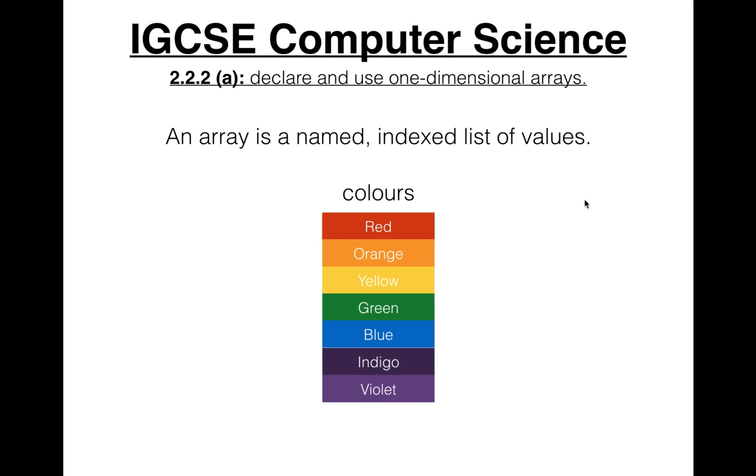So, indexed basically means that, like in a normal list, you can number each name that you're listing. You could say red is 1, orange is 2, and so on until violet's 7. This is what they mean by indexed. So if you want to get the value blue, you'd say colors 5, and it would find the 5th value of colors and then return whatever it is, so blue. So that's how arrays work in a nutshell.